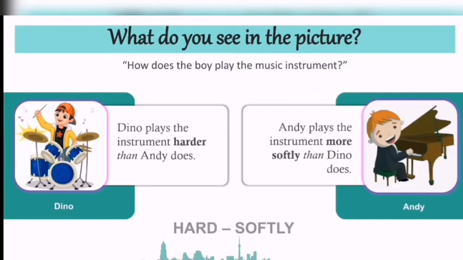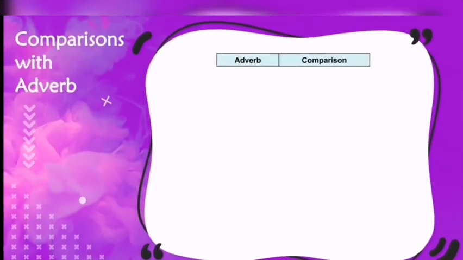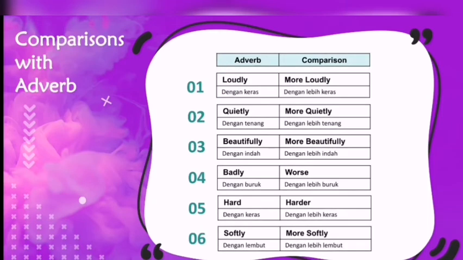Dino plays the instrument harder than Andy does, while Andy plays the instrument more softly than Dino does. Okay, do you agree with me? Alright, so let's see now the discussions for the adverb here. So we have discussed 6 adverbs and the way we can compare them.